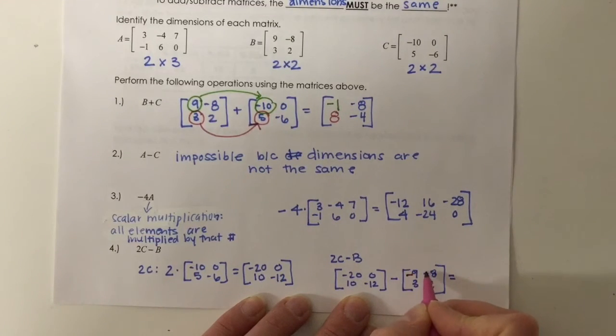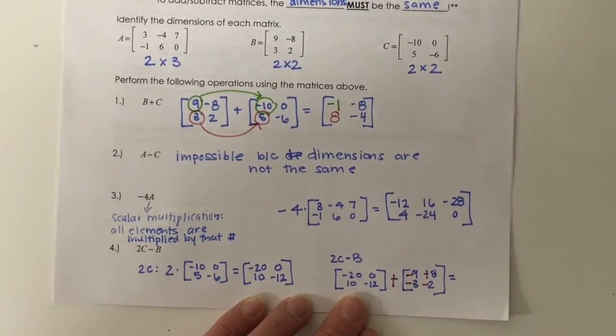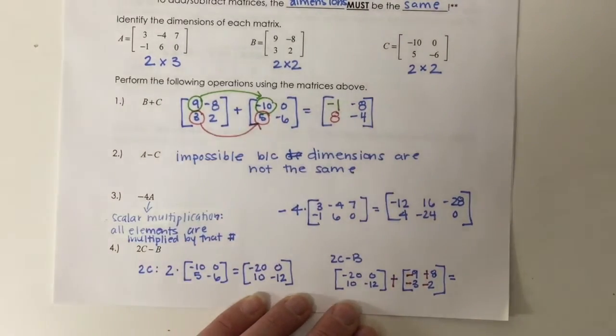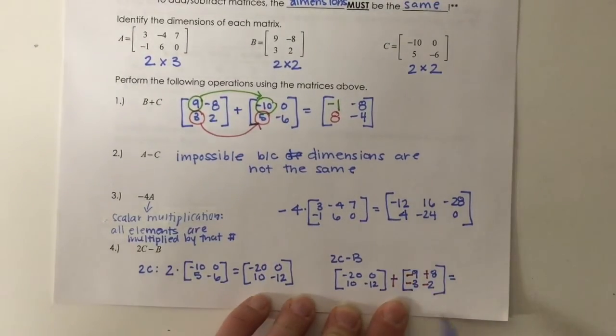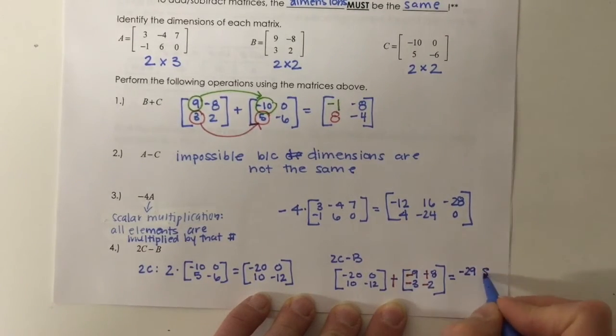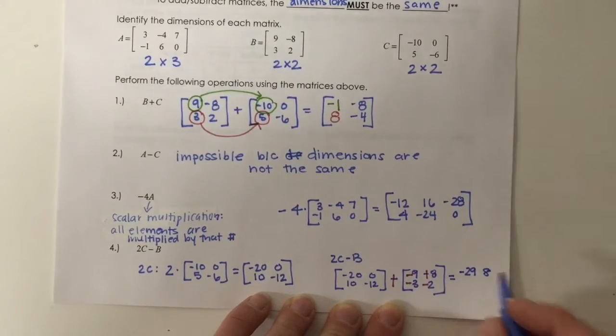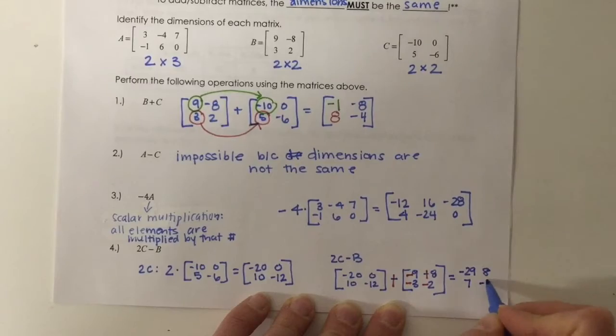So it's -9, a +8, -3, -2. And now we're just adding the matrices together, and you'll probably be less likely to forget about that subtraction sign. So -20 plus a -9 is -29. 0 plus 8 is 8. 10 plus a -3 is 7. -12 plus a -2 is -14.